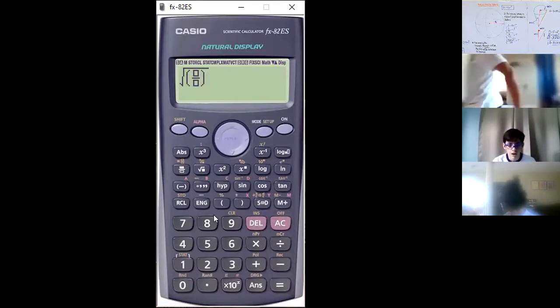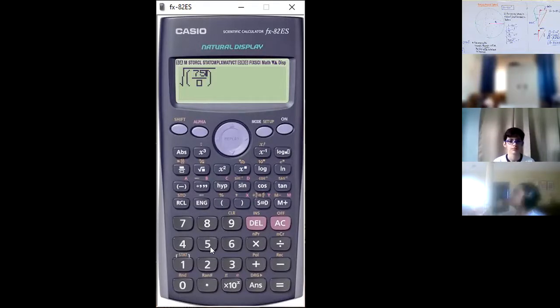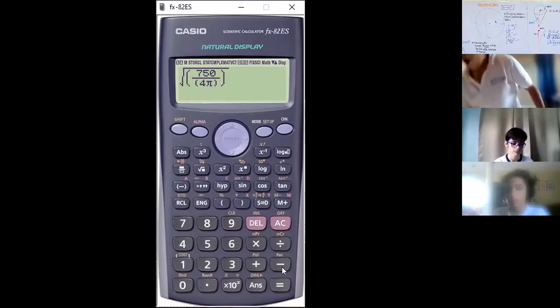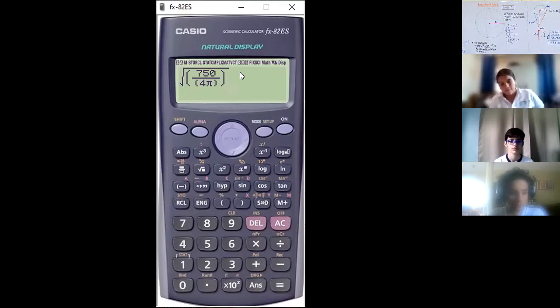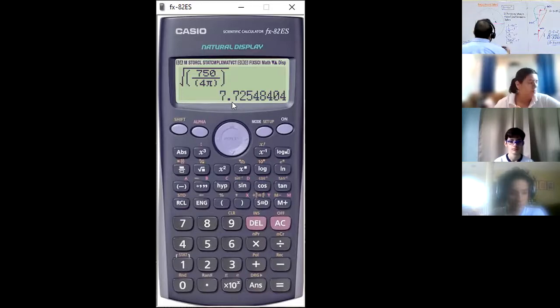What values am I going to use? In the numerator, we have 750. Downward, open parentheses, 4, shift, pi. Close parentheses. And as you can see, we have the operation to solve at once, if you wish. Or I'm going to tell you how we can do that using the standard calculator in the same step. Okay, equal sign, we have 27.73. 27.73 will be centimeters.